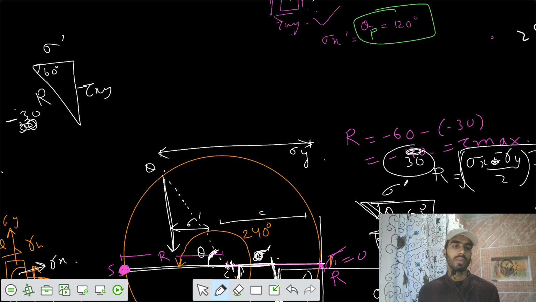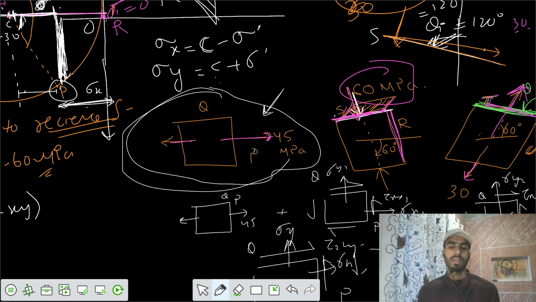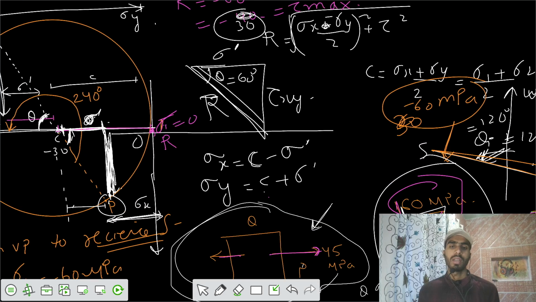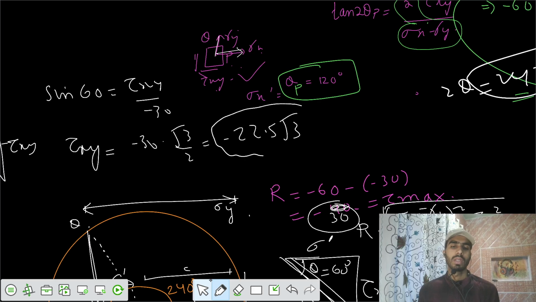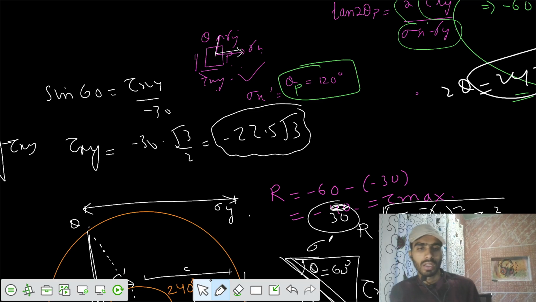This is 60 degrees. I would say sine theta, sine 60, is tau xy by r. And that means your shear stress on that particular plane P and Q, because of some general state of stress, tau xy equals minus 30 into root 3 by 2. That's minus 22.5 root 3.